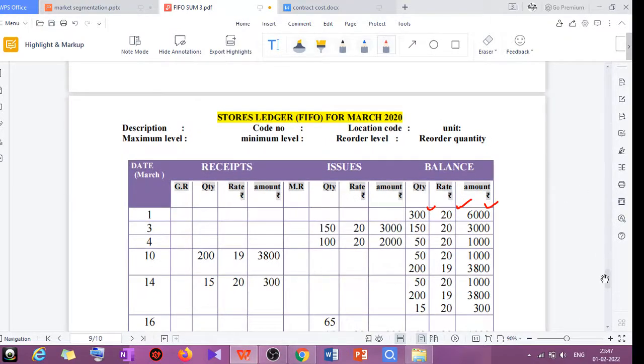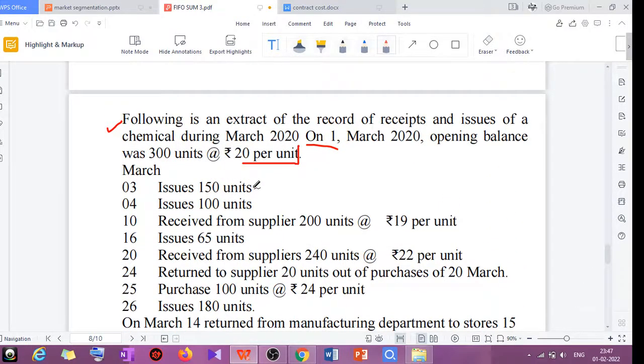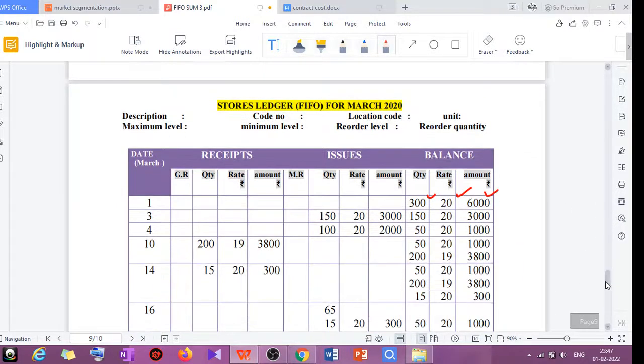Okay, next, issued 150 units on 3rd. So here we have only one lot, that is the 300 lot. From that we are given 150. So 150, rate is 20, amount will be 3000. So what is the remaining balance? Out of 300 quantity we have issued 150, so remaining is 150. So 150, rate is 20, amount will be 3000.